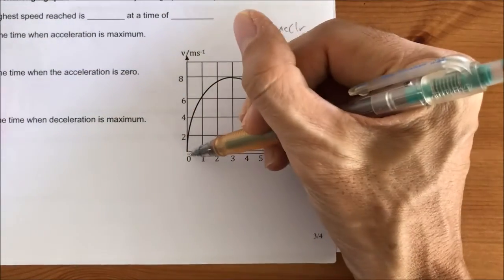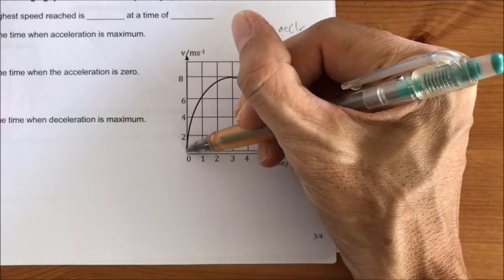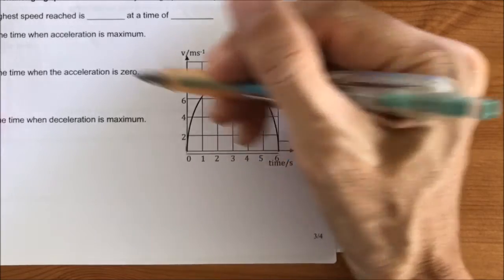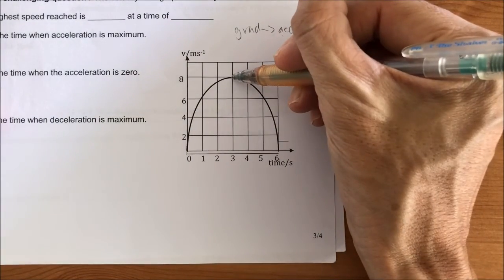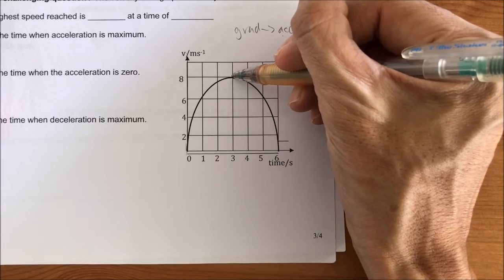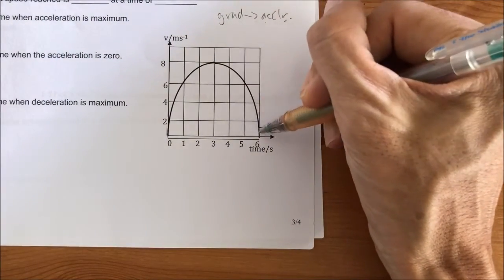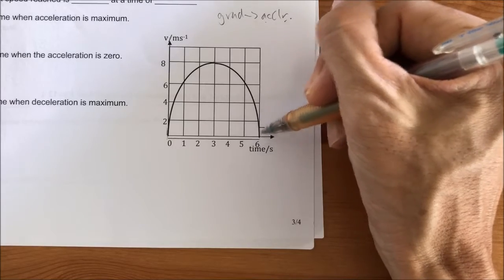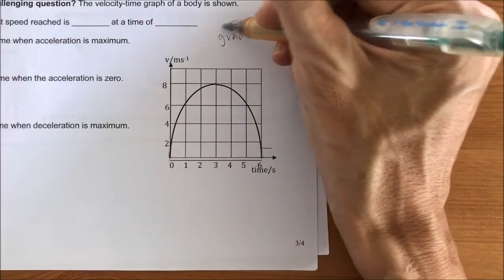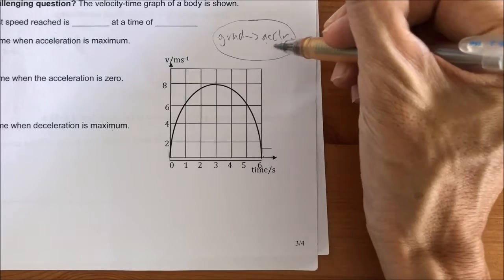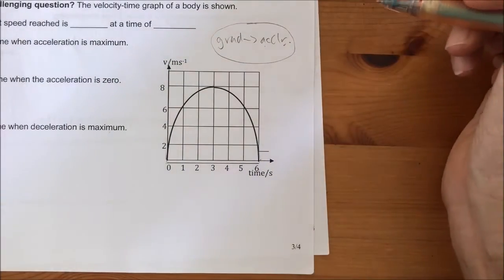So gradient maximum. Where's the maximum gradient? Here, right? The steepest point. Where's acceleration 0? Right here, flat, where the gradient is 0. Where's the deceleration maximum? Over here, where it's coming down, its steepest gradient. So as usual, I say write this down so that we make a mental note of what we are supposed to do.